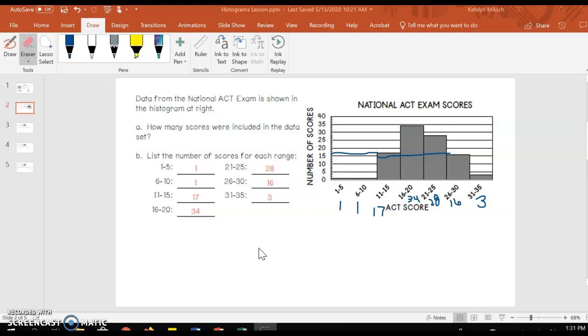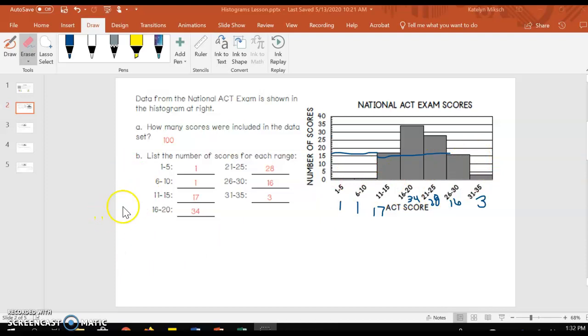And we're going to use this to answer a couple more questions. Oh, we didn't answer question A, did we? How many scores were included? Well, we need to add up all of these scores. So go ahead and pause and add up all of the scores and then fill in your total. Okay, and if you added all of these numbers correctly, you should have gotten 100. 100 total scores were included in this data set.